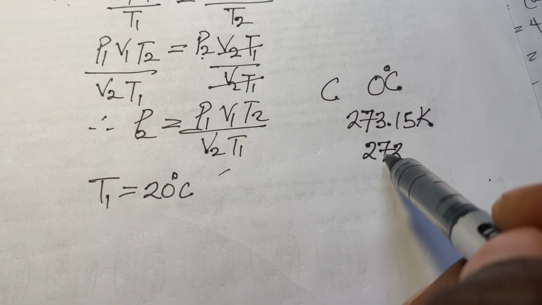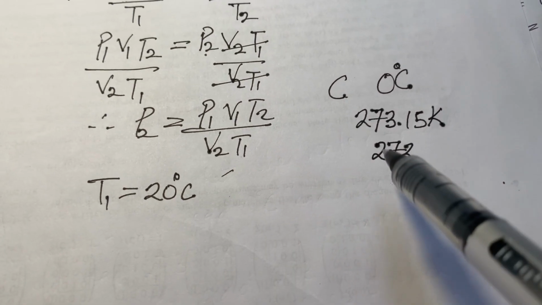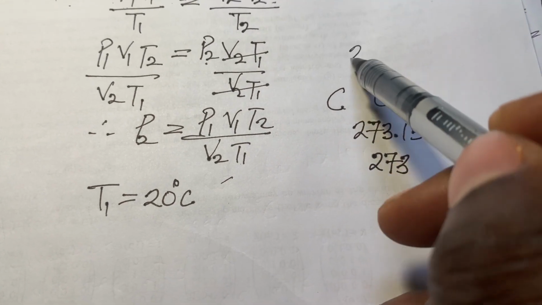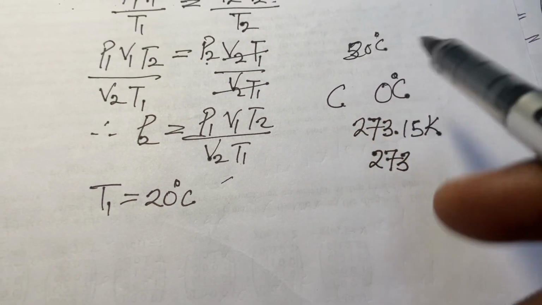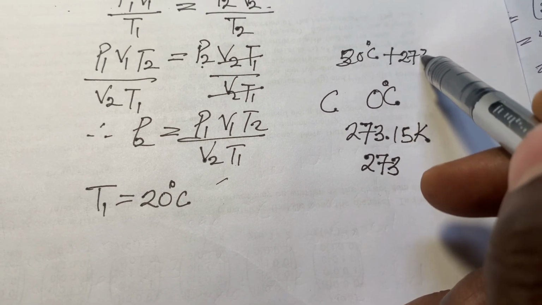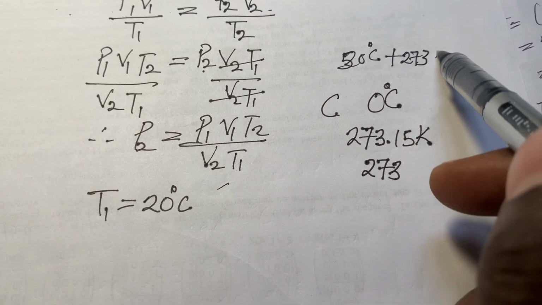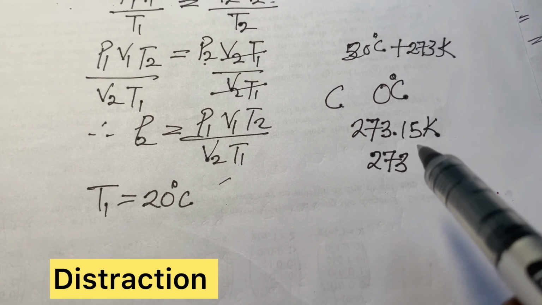You add 273 to whatever value of degrees Celsius is given in the problem. Say you have 20 degrees Celsius, or let's say 50 degrees Celsius. You just need to add that to 273, and then that will now be in Kelvin. That's exactly how you do this conversion.